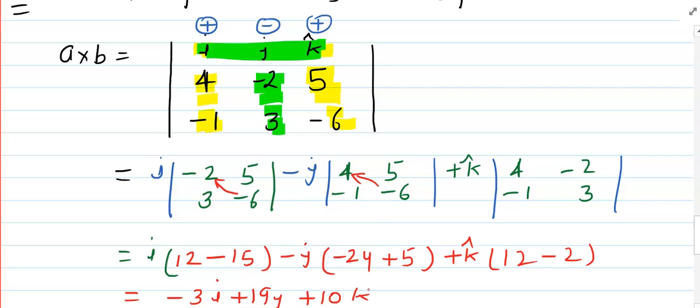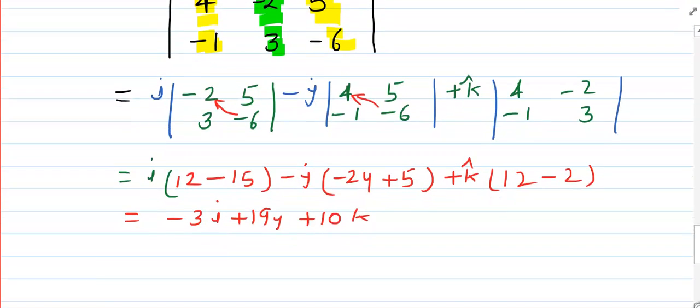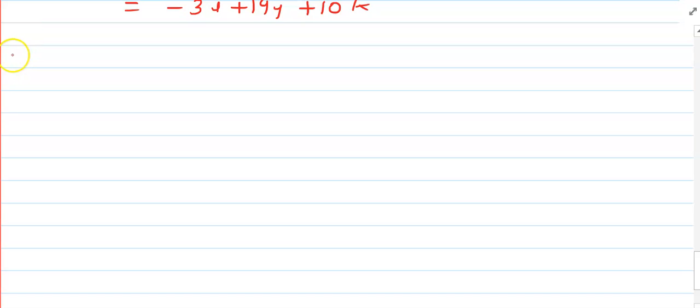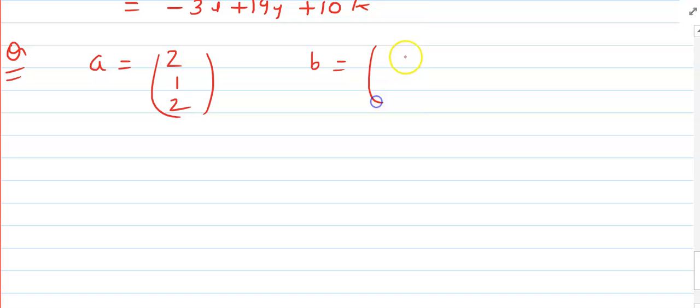So this is the way you can find the cross product A cross B. Now a question is for you, which you can try. This is your practice question, and you can pause the video and have a go. Practice question: A is given 2, 1 and 2. B is given 0, minus 3 and 4, and you need to find the cross product. Please pause the video and have a go.